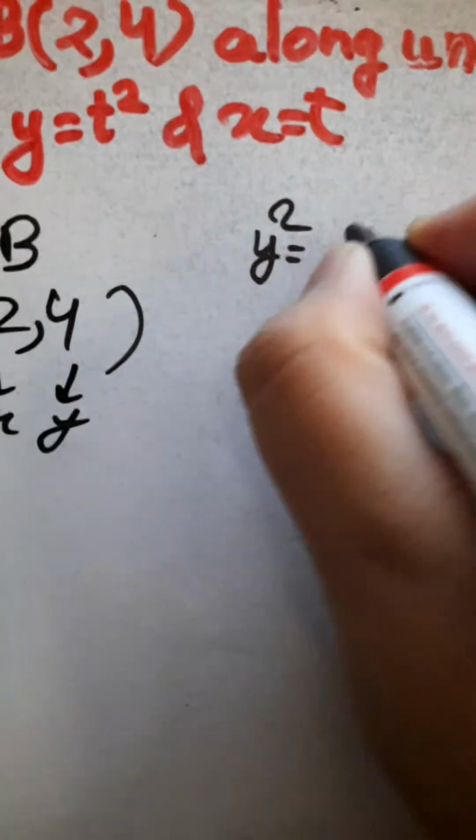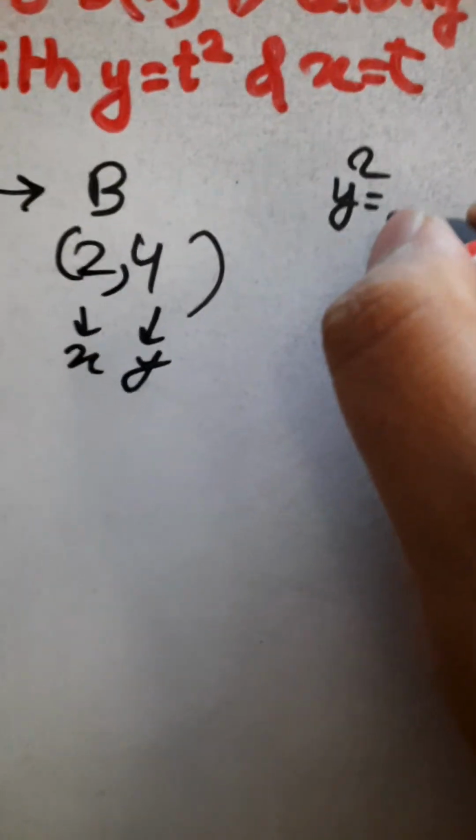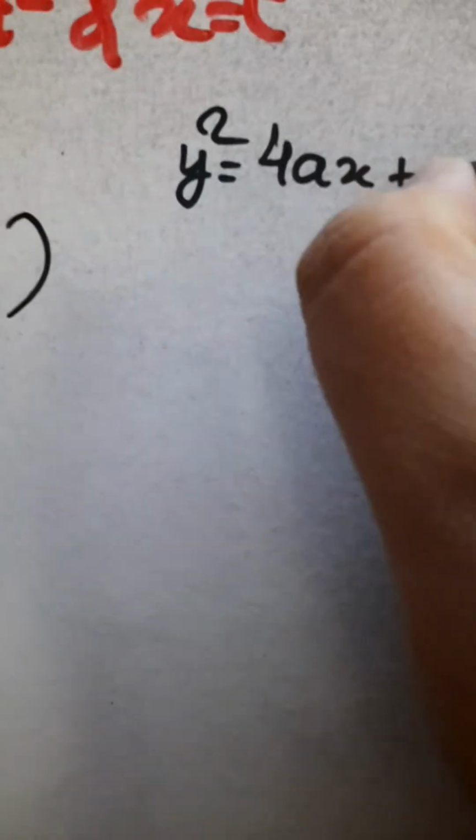Thanks for coming, man. So yeah, equation of parabola: y square. Since a parabola is a quadratic equation, a square term, a square curve, so y square equal to 4x plus c. It is okay, and straight line.